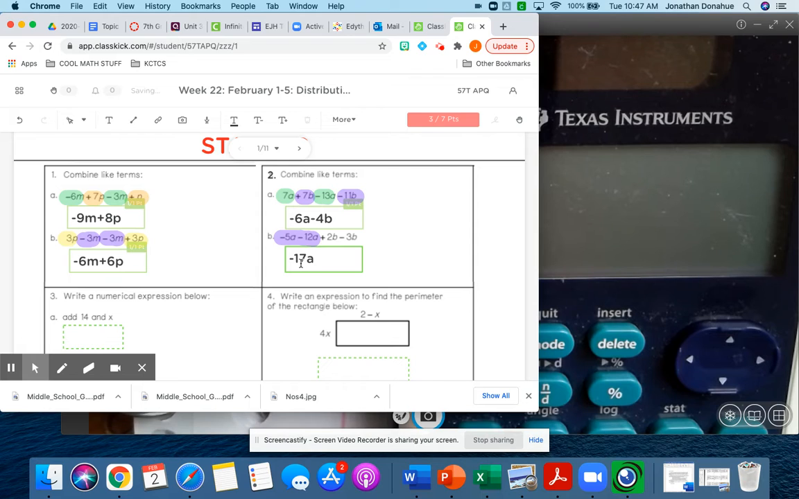And then it says 2B minus 3B. So I might be thinking minus 1B because if I do 2 minus 3, it gets me negative 1. 2 minus 3 gets me negative 1 there. But it's not correct. Well, in this situation, whenever you have a 1 or a negative 1 out front, you don't put the 1 there.